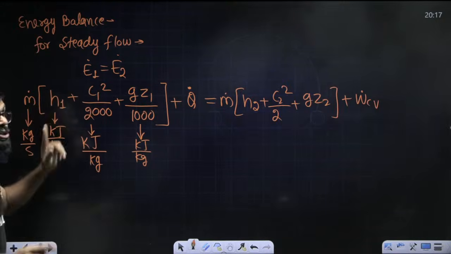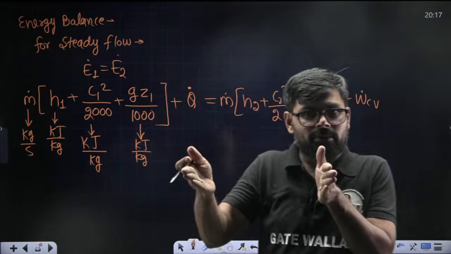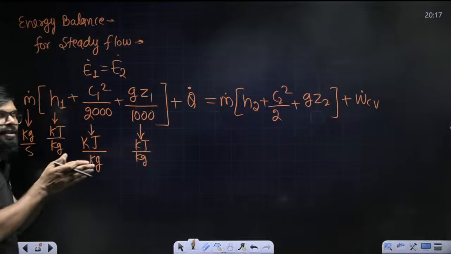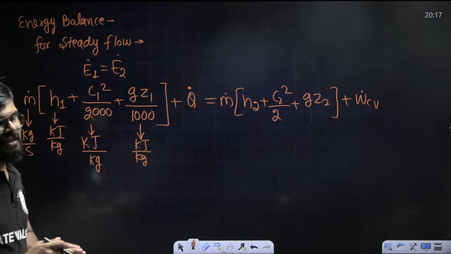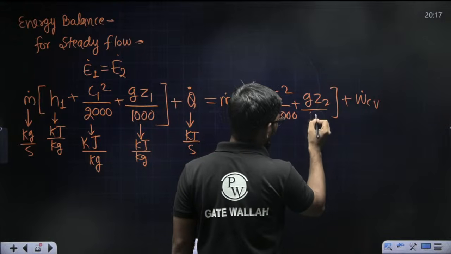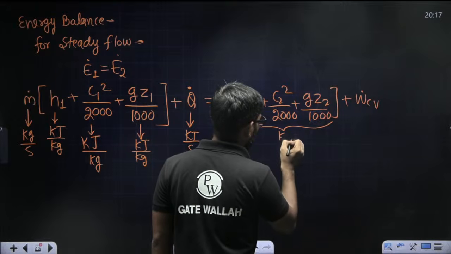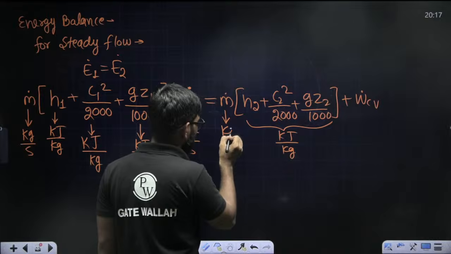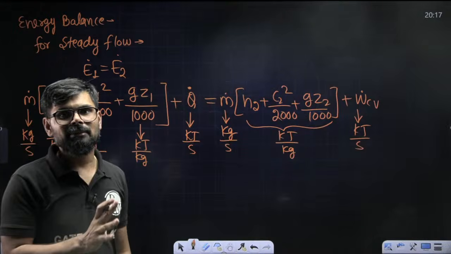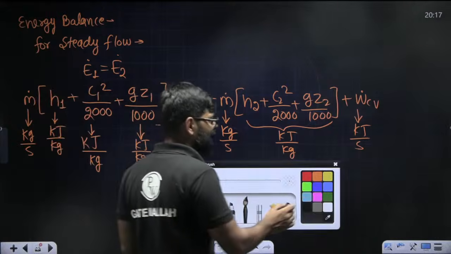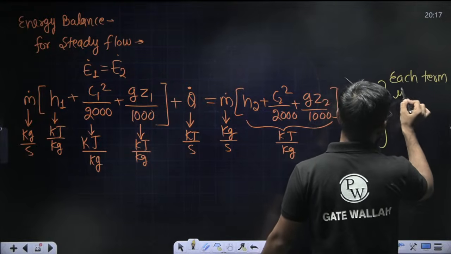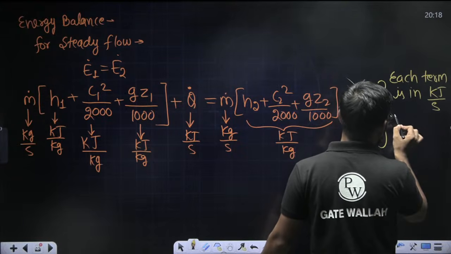Now each term, small h1, is not one term. One term is m dot h1, right? Not 100,000, beta Ashutosh. So m dot h1 is one term, and its unit is kilojoule per second. No problem. Here also you need to do the same thing, and this will become kilojoule per kg, this will become kg per second, and this is already given in kilojoule per second. So each term is in kilojoule per second, or kilowatt.